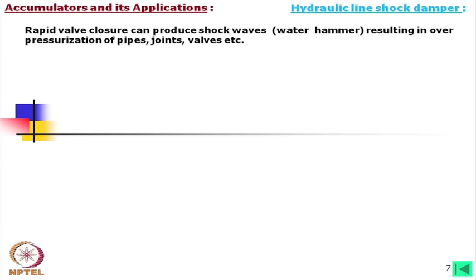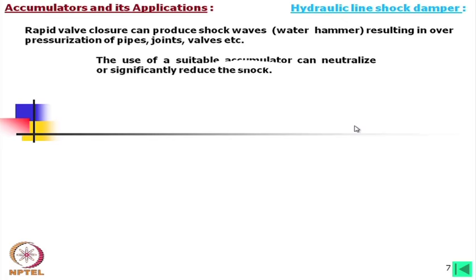If we close the valve suddenly, what happens? The pressurized flow is blocked, and there will be a very sharp rise of pressure there. That will generate a wave inside, and that wave propagates very rapidly and oscillates. It generates a dynamic condition inside the storage, and that may even cause bursting of the system, pipelines, etc. Now, let us see what happens. The use of a suitable accumulator can neutralize or significantly reduce the shock.